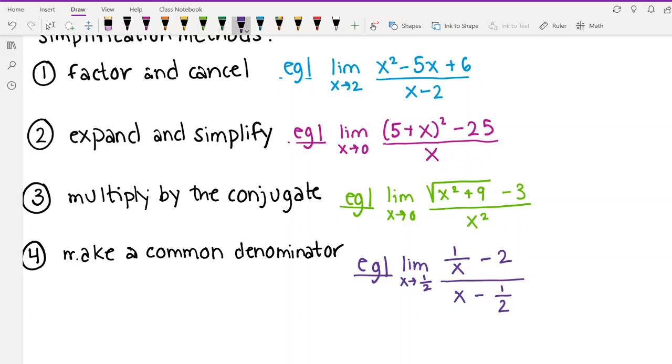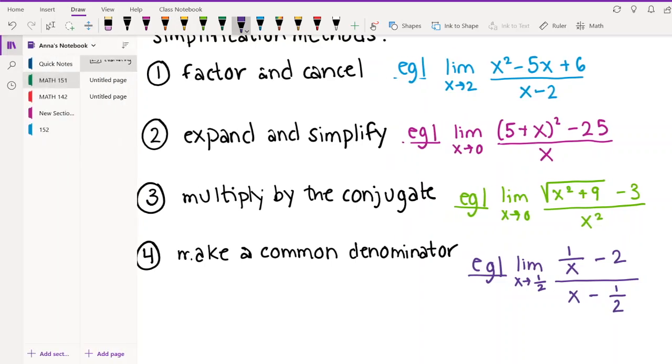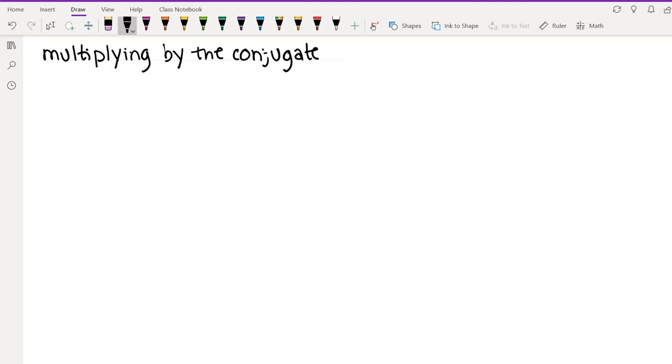Okay, so before we get into multiplying by the conjugate, we have to talk about what the conjugate means and why it works the way it does. On this page, we're going to be talking about multiplying by the conjugate. Before we even get into that, the idea of multiplying by the conjugate is basically just an example of a difference of squares. So I want to remind you what a difference of squares is.